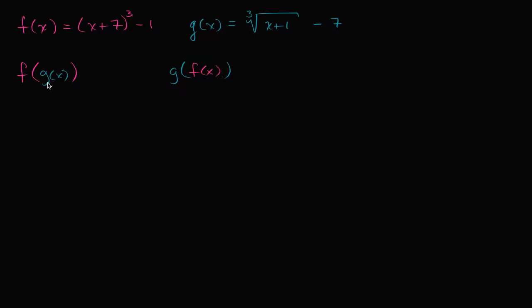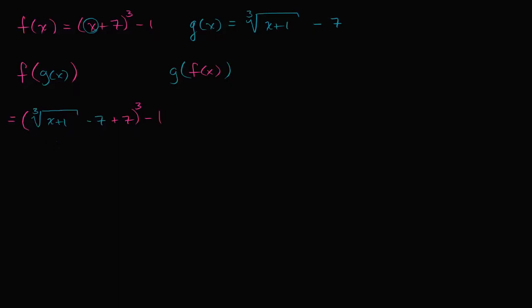All right, let's first evaluate f of g of x. So that means g of x, this expression, is going to be our input. Everywhere we see an x in the definition for f of x, we replace it with all of g of x. So f of g of x is going to be equal to the cube root of x plus 1 minus 7, and then plus 7 to the third power minus 1. Wherever I saw the x, since I'm taking f of g of x, I replace it with what g of x is.